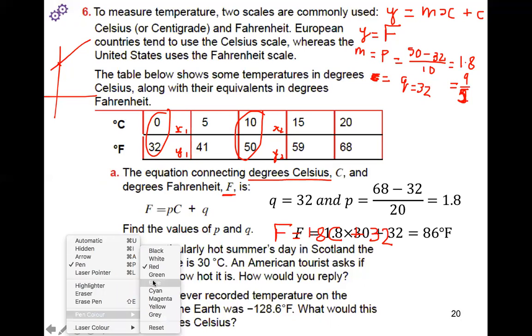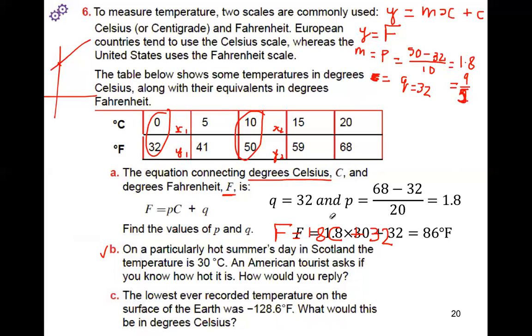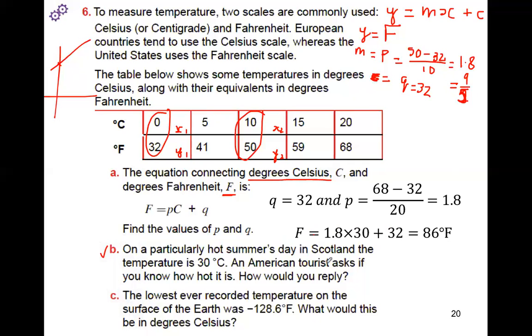Let me remove that. Next. 1.8 times 30 plus 32 would be 86. Okay. It should be 86 if you've done your calculation properly. Yeah, 86, the temperature in Fahrenheit.